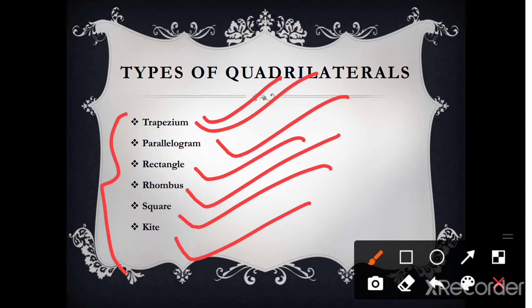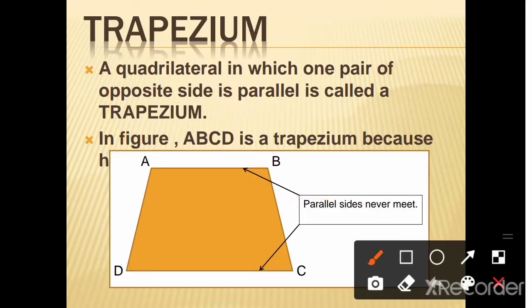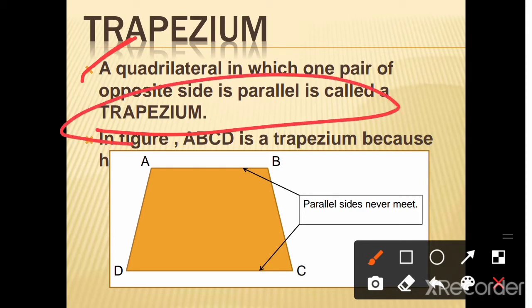There are six types of quadrilateral. First, let's discuss the trapezium. What is a trapezium? A quadrilateral in which one pair of opposite sides is parallel is called a trapezium. One pair of opposite sides is parallel.